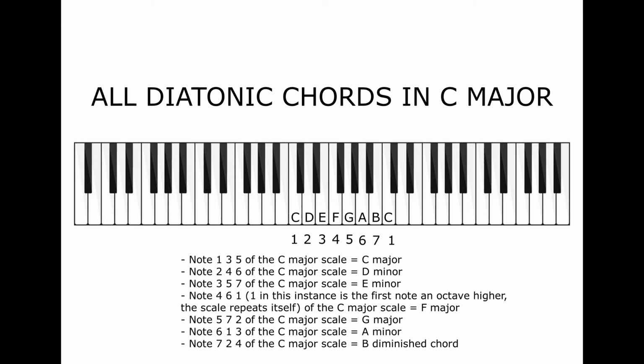So, note 5, 7 and 2 of the C major scale is G major. Note 6, 1 and 3, A minor. Note 7, 2 and 4 of the C major scale is a B diminished chord. Now, the diminished chord is mostly used in jazz music, and it is different from the others because it is 2 minor thirds on top of each other. So root, 3 half steps up, and 3 more.